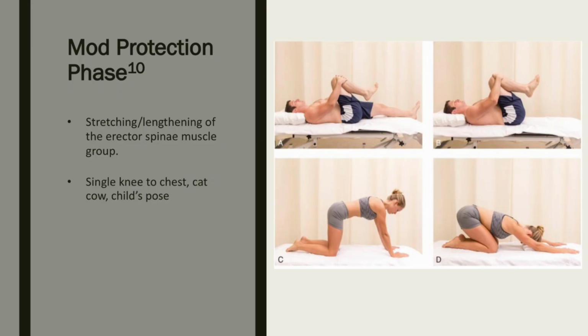For the mod protection phase, we just want to focus on strengthening and stretching the erector spinae muscle group to improve flexibility. By doing so, that will reduce some of the tension in the muscle fibers to relax the trigger points. So two that we have were the single leg to chest, which I just did, and then the other one can be child's pose.